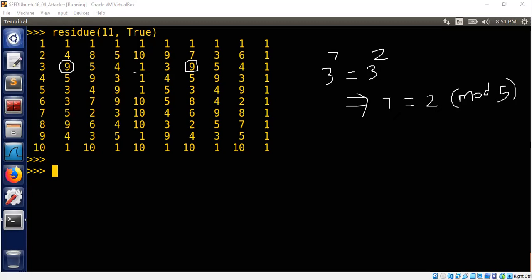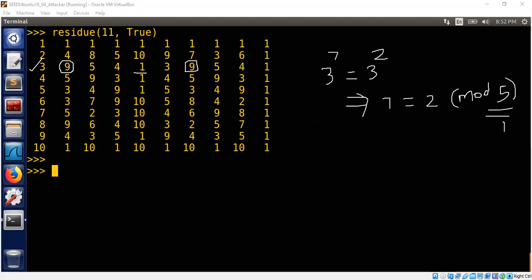Okay, so we checked this example for g being 3. You can select any other group element and convince yourself that whenever you find two elements are equal, their superscripts or the power elements must also be congruent. But remember, the congruence here is with respect to the order of the group element you're picking.